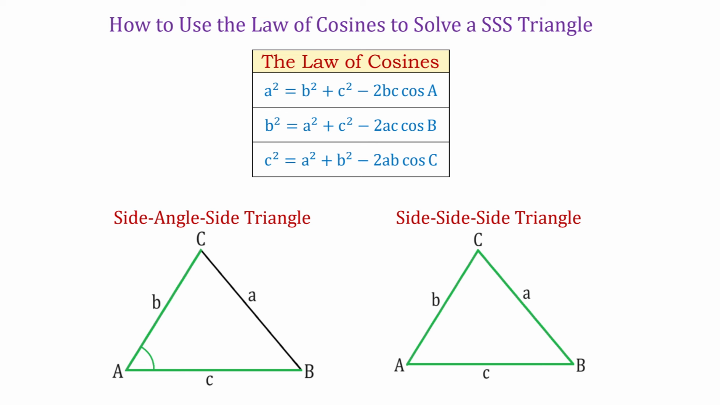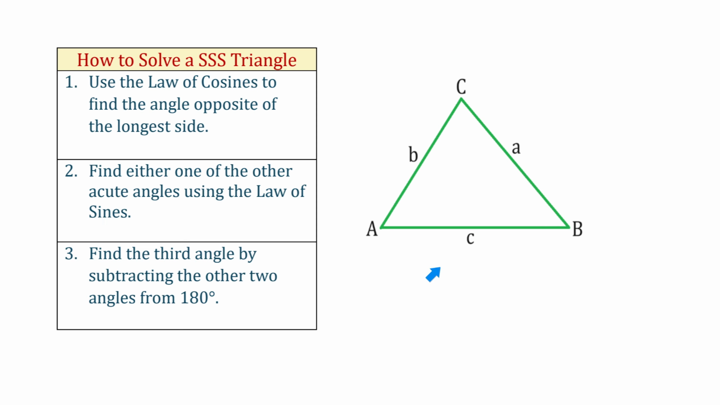In this video, we will see how to use the law of cosines to solve a side-side-side triangle. So if we have a triangle where all three sides are known and we have to find the missing angles, then we need to use the following steps. In step 1, use the law of cosines to find the angle opposite the longest side. So if in this triangle, let's say side C is the longest, then first we will use the law of cosines to find angle C, because this is the angle opposite the longest side. This angle could potentially be an obtuse angle.